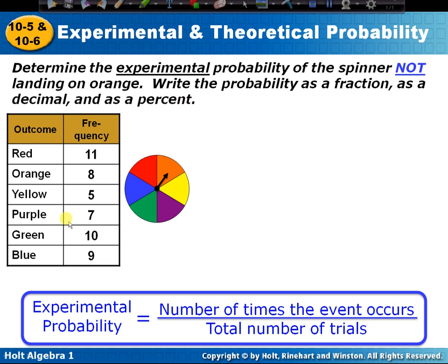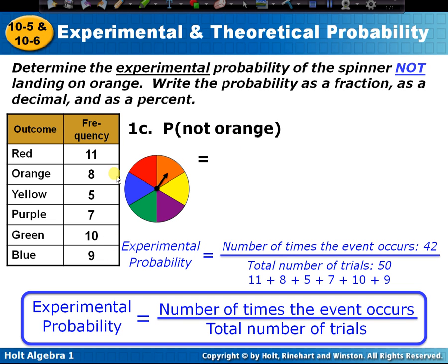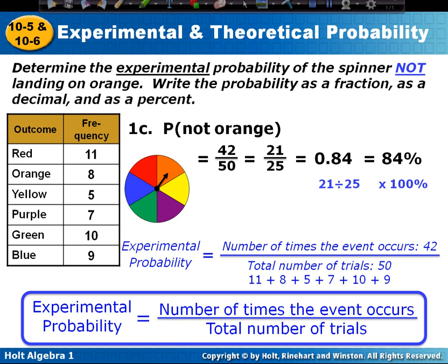So again, we've determined that there are 50 trials here in our experiment. Everything other than orange. So we're going to add up all of the numbers, 11, 5, 7, 10, and 9, for everything other than orange. And that's 42. So 42 out of 50 trials, it landed on a color other than orange. So we're going to write that as a fraction, 42 over 50. We're going to reduce that down to 21 over 25. We're going to divide that out. 21 divided by 25 is going to give us 0.84. We're going to write that as a percentage by multiplying it by 100, and it's going to give us 84%.